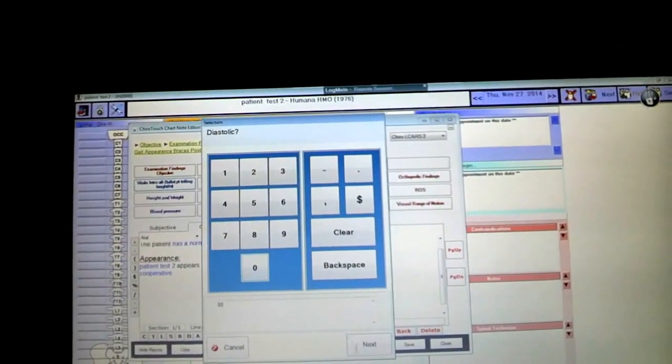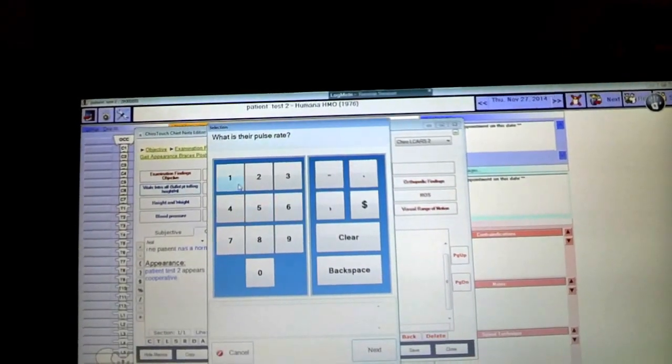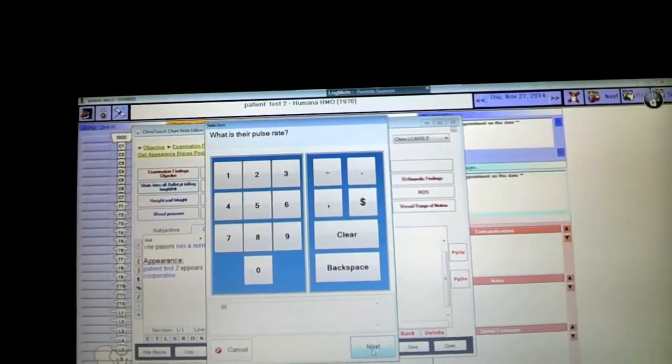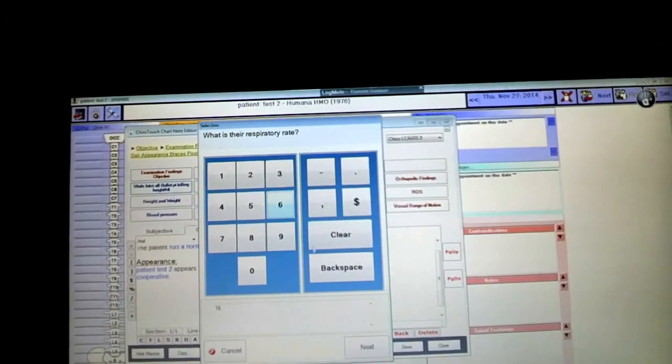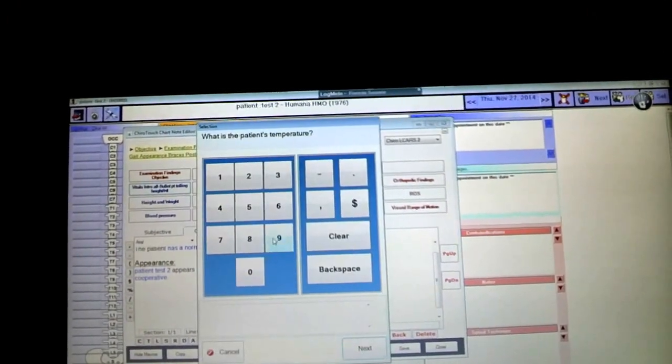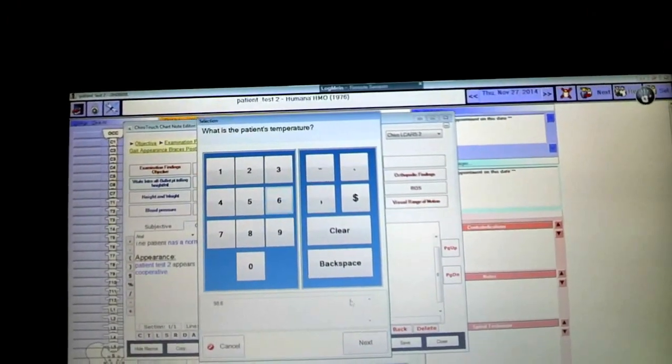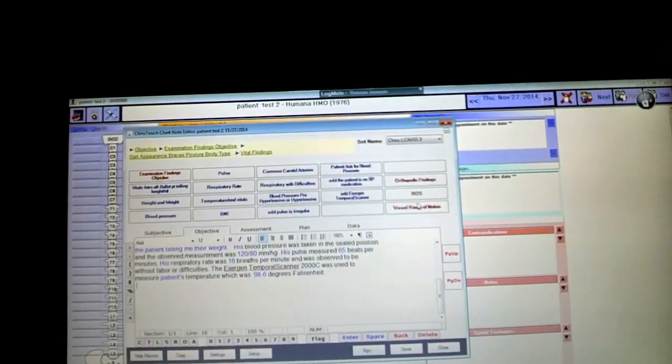And again, works just as well on the iPad. Respiratory pulse rate of 65, respiratory rate of 16. And then from there, we're going to say that their temperature was 98.6. We can go from there right into a review of systems.